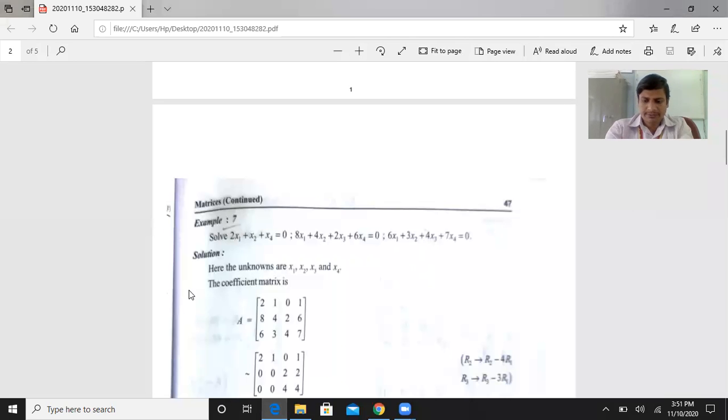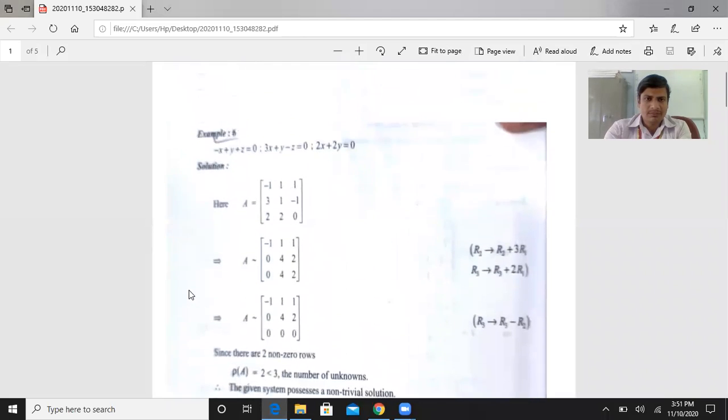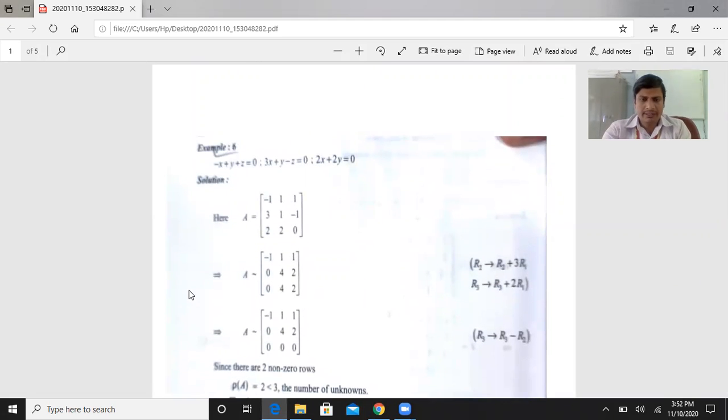This is your example. Solve a homogeneous equation that has a unique solution. See here, this is example 6: minus x plus y plus z is equal to 0, 3x plus y minus z is equal to 0, then 2x plus 2y is equal to 0. These are the three equations, and there are three unknowns.